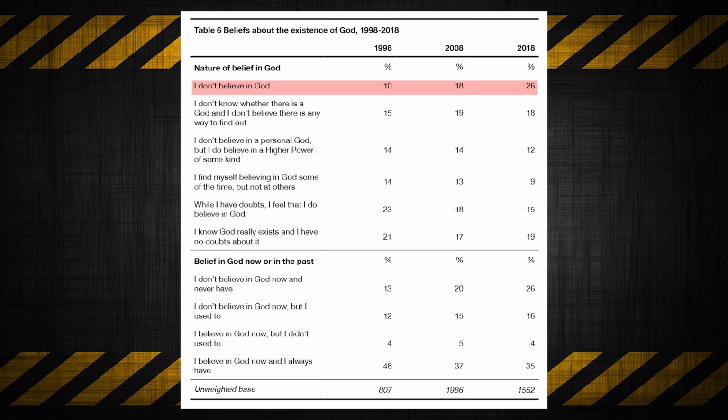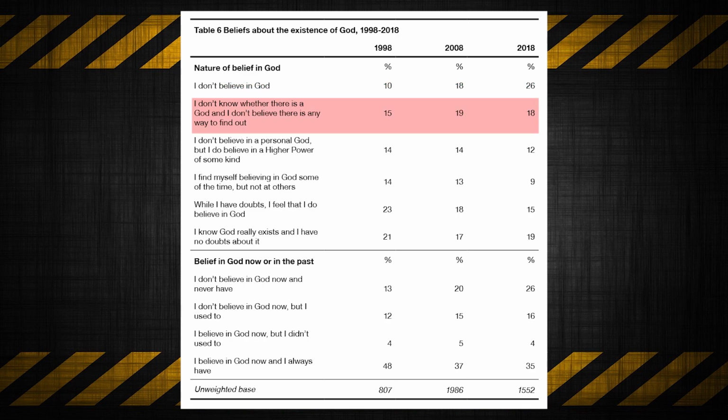And then what they're calling in this report the agnostic position, and I found the way this is worded a little bit strange: "I don't know whether there is a God, and I don't believe there is any way to find out." Why the second clause there was included, I don't know. What about if you don't know whether there is a God, but you do believe potentially there is a way to find out? You're not kind of covered there, are you? So I found that kind of interesting.